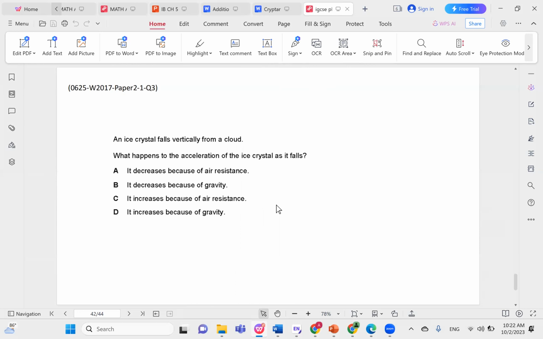An ice crystal falls vertically from a cloud. What happens to the acceleration of the ice crystal as it falls? So you might be tempted here to think about constant acceleration, but you shouldn't, because they did not say air resistance could be ignored. So there is air resistance here. If I have air resistance, what happens to my acceleration? Like we said before, it decreases because of the air resistance. The net force decreases, so the acceleration decreases. Hence, choice A is the correct choice.